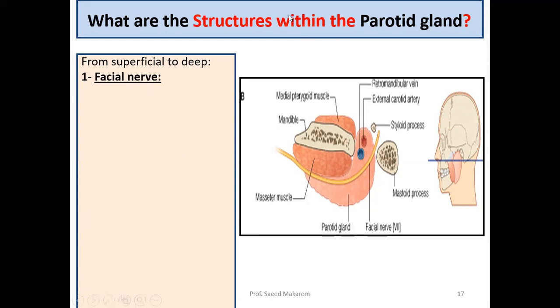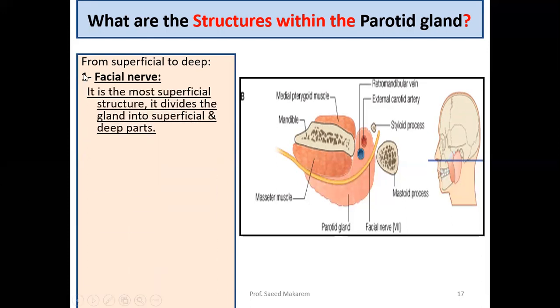From superficial to deep, the first structure is the facial nerve, a very important nerve which is supplying the face. If you damage this facial nerve, it leads to paralysis of that side of the face, as you know. It is the most superficial structure and divides the gland into the superficial and the deep part. It is supplying the face, and it will be giving five branches, as you know.